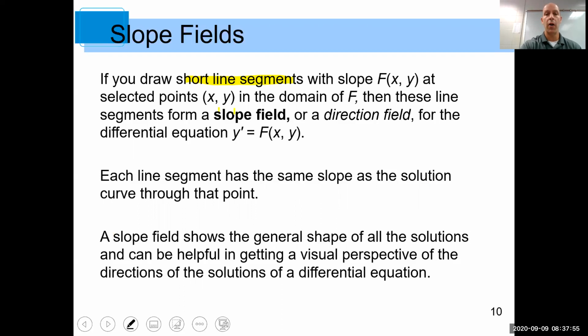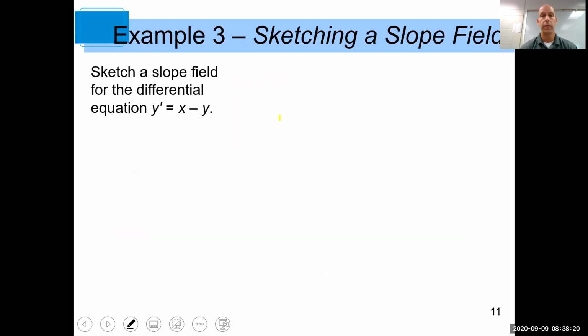This produces what we call a slope field or a direction field. I never heard it called a direction field, but slope field is what we normally go with. Each line segment has the same slope as the solution curve through that point. A slope field can show the general shape of all the solutions and can be helpful in getting a visual perspective of the directions of the solutions of a differential equation.